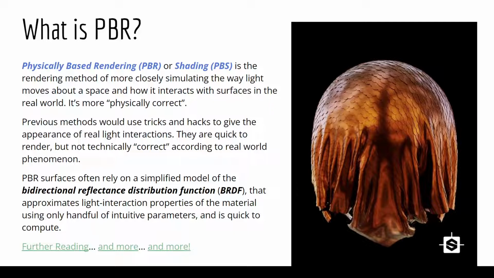PBR surfaces often rely on a simplified model of what's called the bidirectional reflectance distribution function, or BRDF. It's a fancy term, and we're not going to be diving into it here, but you'll see that term pop up a lot. It is essentially the model or function that approximates most of our light interactions for materials using just a handful of parameters. If you have access to these slides, I also have links for further reading into this concept.